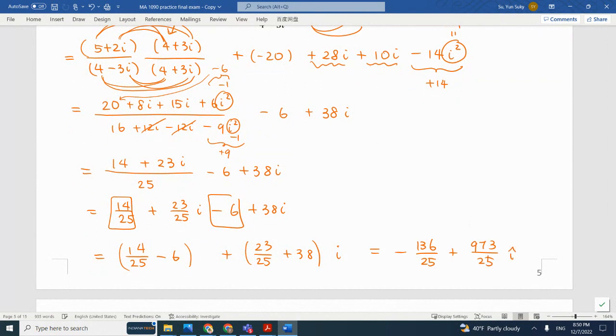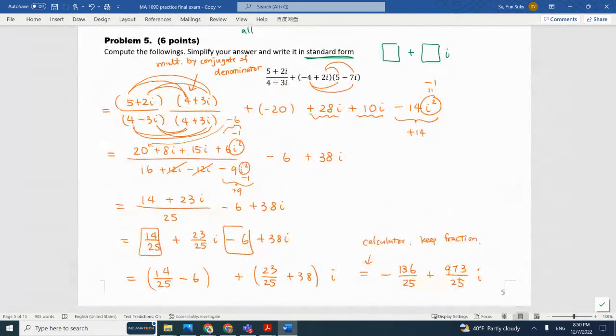Okay. Sorry. So here, use your calculator. And please keep fractions. Don't give me decimal, because decimal is not exact. So here, please have exact answers.